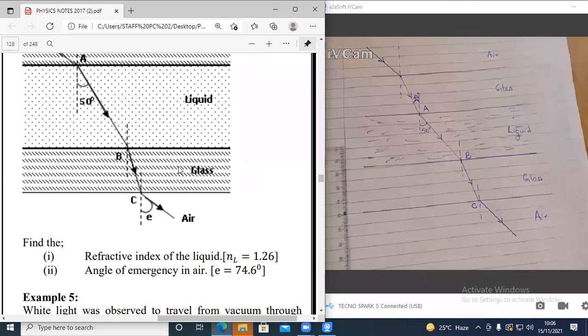Now, what do they want? They're saying find the refractive index of the liquid. So if you want to find the refractive index of the liquid, which pair should we use? Members, which pair should we use?